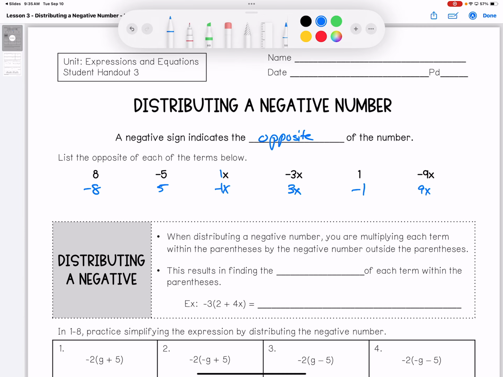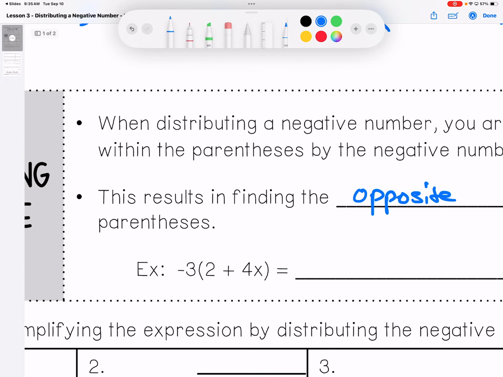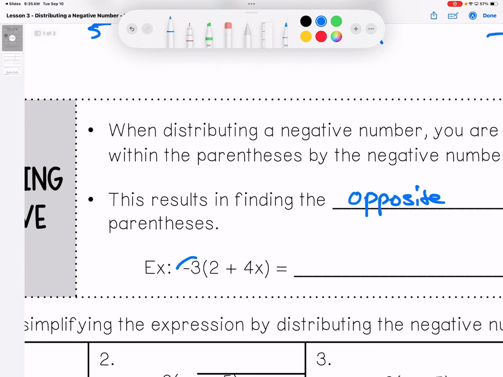Distributing a negative. When distributing a negative number, you're multiplying each term within the parentheses by the negative number outside the parentheses. This results in finding the opposite of each term within the parentheses. So here's your example. Just like we did yesterday, we're going to take this number, because the sign goes with it, so it's a negative 3, times it by that, and then times it by that. I will do them in different colors so you can see.